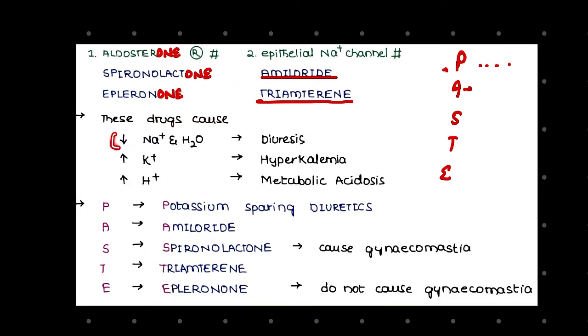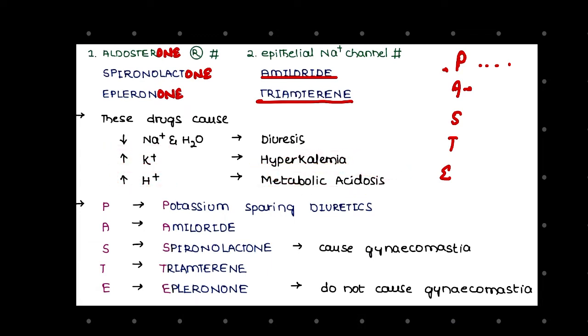Because of these drugs, there will be a decrease in reabsorption of sodium and hydrogen, and as a result there will be excessive excretion of sodium and water, and that will cause diuresis. There will be an increase in potassium level in our blood, that will cause hyperkalemia. There will be an increase in hydrogen ion, that will cause metabolic acidosis.